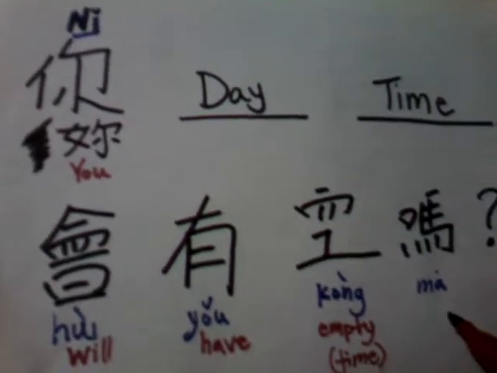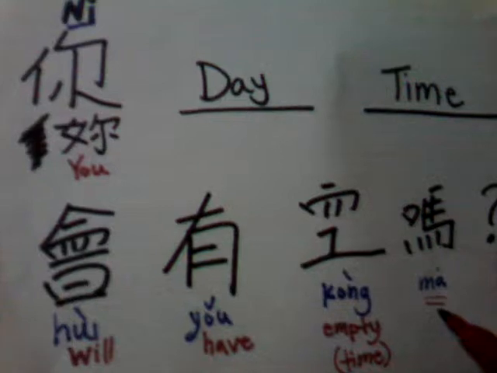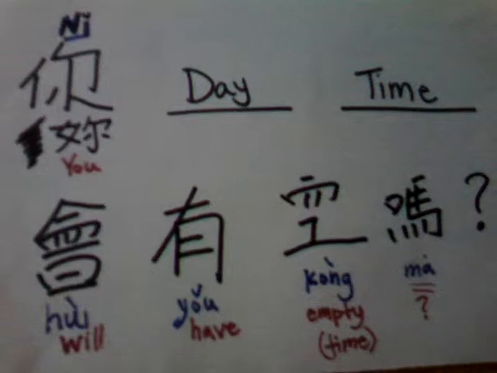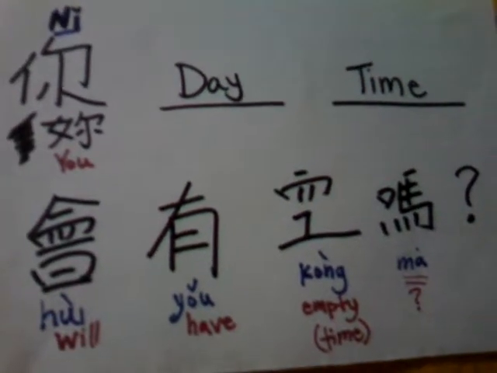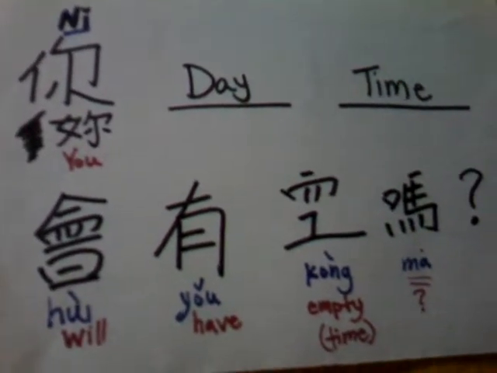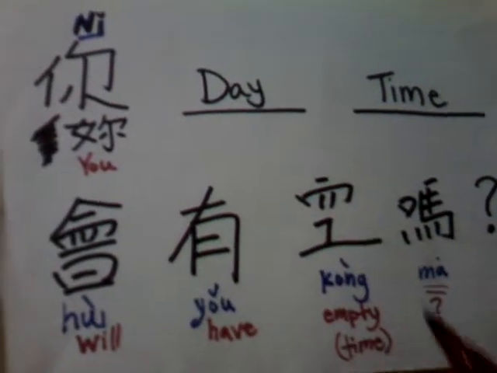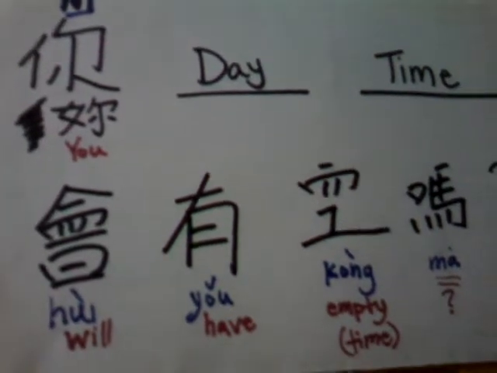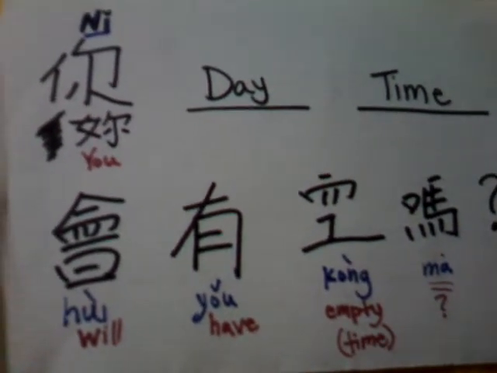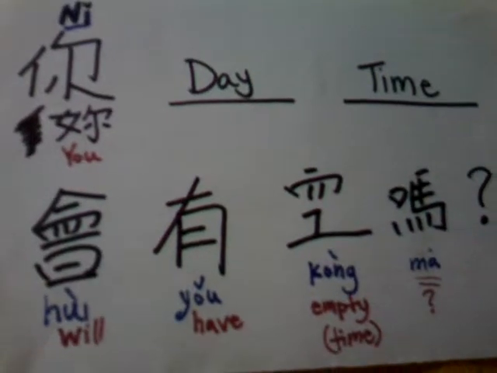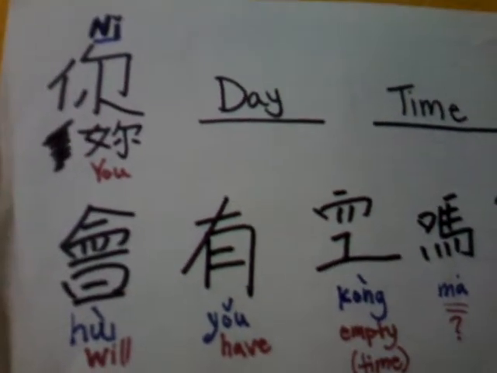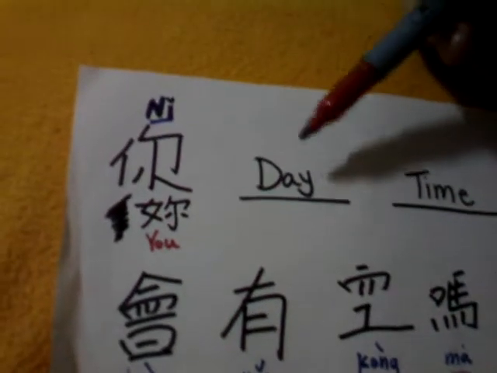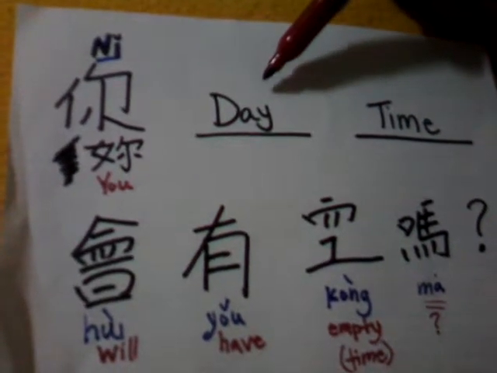你会有空吗? Now this 吗 is interesting because it just means question mark. So everything you say in Chinese, and you may already know this, everything that you say in Chinese is just a statement. 你会有空. If I just say 你会有空, then I am just saying you will have time. But if I add a question mark on the end of it, of course, in English we would make our voices go up. You will have time? I'm making it a question. 你会有空吗? That's a question.